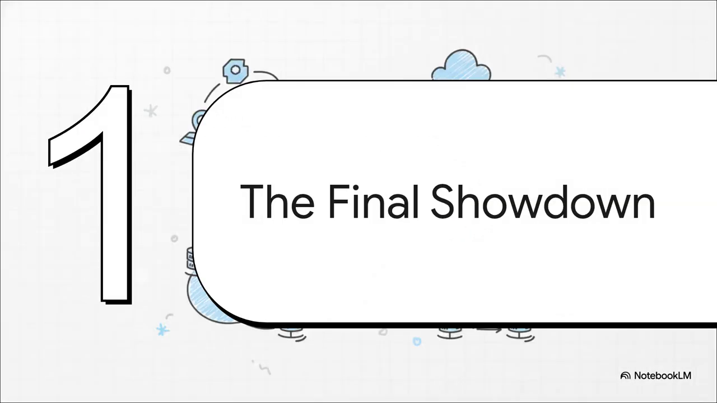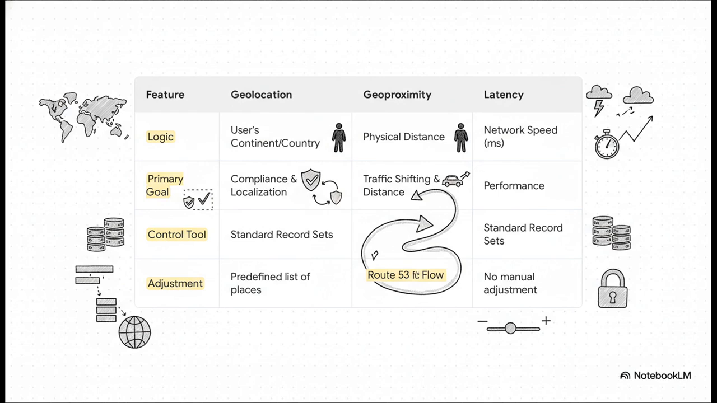Okay, so we've met our three contenders: the border guard, the traffic balancer, and our need for speed purist. So now let's put them all head-to-head in a final showdown. This is where it's all going to click into place. All right, let's just run through this table. It really makes it clear. First up, logic. Geolocation, that's all about political boundaries, country, continent. Geoproximity, that's pure physical distance. And latency, that's just network speed in milliseconds.